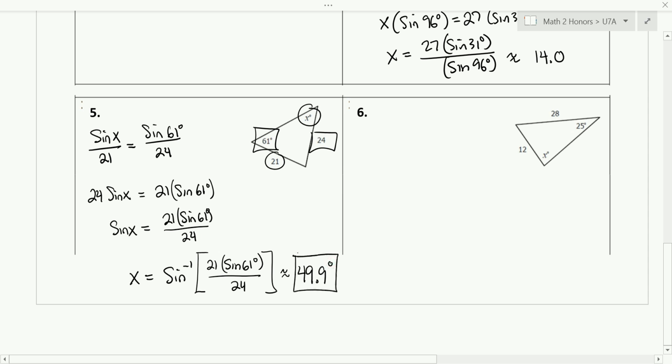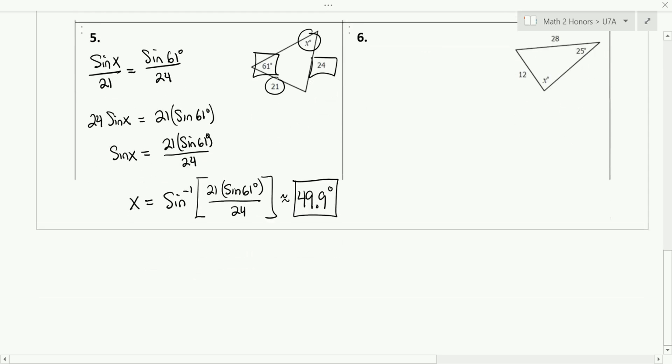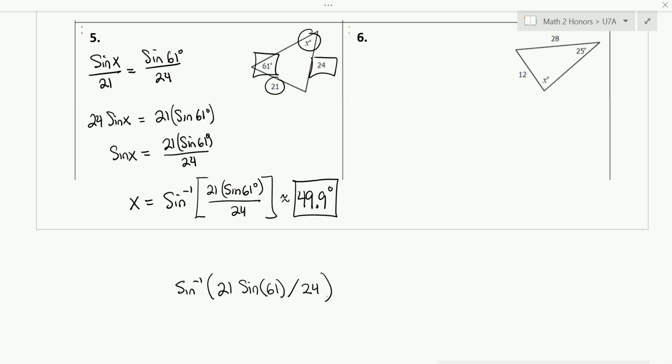degrees. Okay. So guys, if you can see what you're typing in, this is what it's going to look like. You're going to type in inverse sine, and then your calculator gives you a parenthesis, and then you're going to type in 21. You could type in sine, or you could do times, doesn't matter. Sine, and then your calculator gives you another parenthesis. You're going to type in 61. It's important that you close the parenthesis there, otherwise it's going to mess you up. And then you're going to hit divide 24, and then you're going to close it, and you're going to hit enter, and it should work for you. That's if you can see what you're typing in. If you can't, then you want to break it up into smaller pieces, okay?